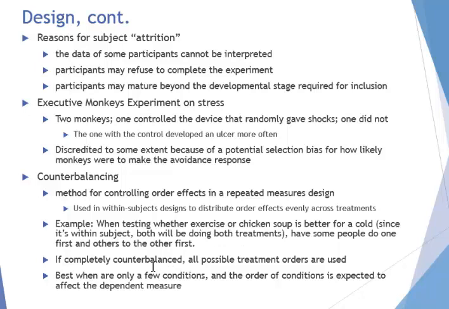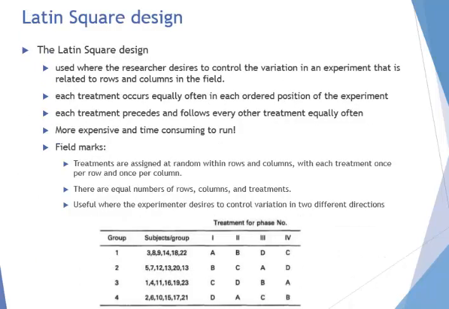If it's completely counterbalanced, that means all possible orders are used. There may be 3 or 4 different things you're testing, and you may try different variables. Of course, it's best when there are only a few conditions, and the order is expected to affect the dependent measure. If the order matters, then it's of course very important to counterbalance by trying different orders and see if that makes a difference. That kind of segues to our next issue, and that is the Latin square design.